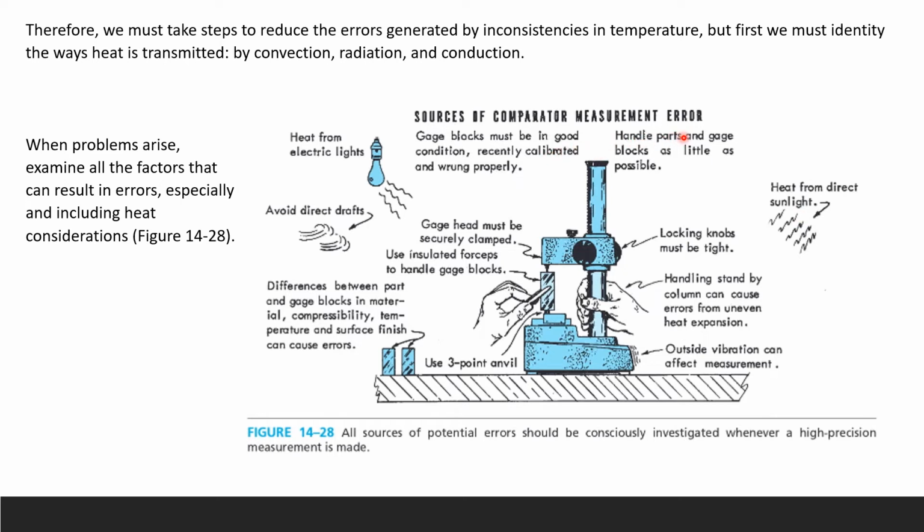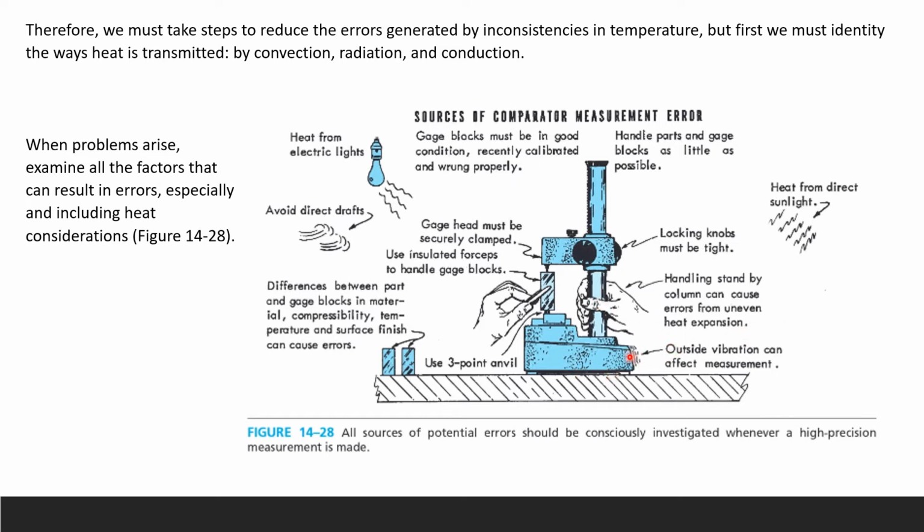Sources of comparative measurement error: your gauge blocks must be in good condition, recently calibrated, and wrung properly. Handle parts and gauge blocks as little as possible, don't touch too much. Locking knobs must be tight, otherwise it's not going to hold in the right way. Handling the stand by the column can cause errors from uneven heat expansion.